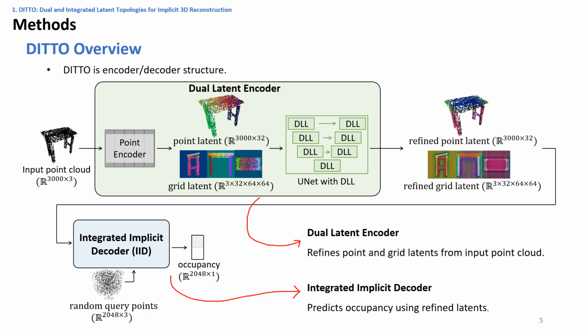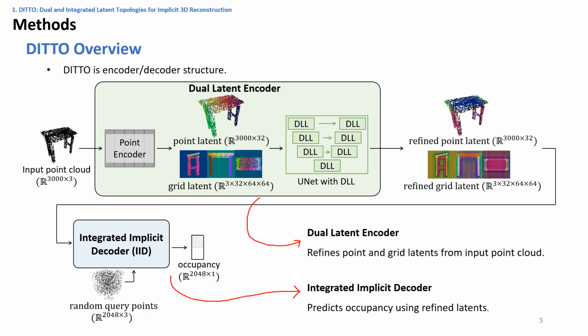This is the overview of our approach. DITTO comprises both encoder and decoder architecture. Our dual latent encoder takes a point cloud as input and produces refined point and grid latents. Within the dual latent encoder, a point encoder extracts shallow point features and projects them into a grid latent space, such as voxels or triplanes.